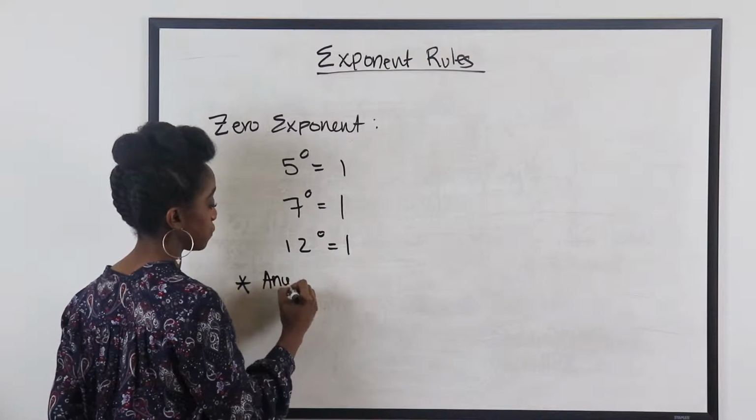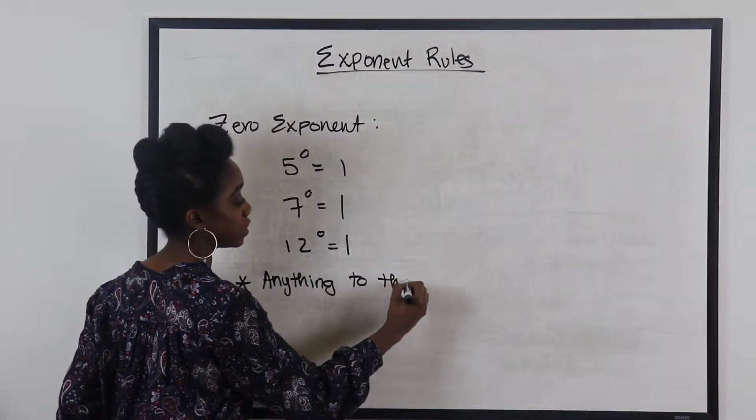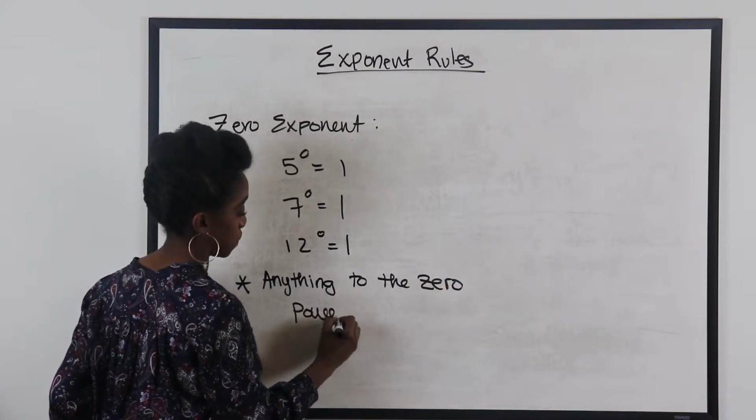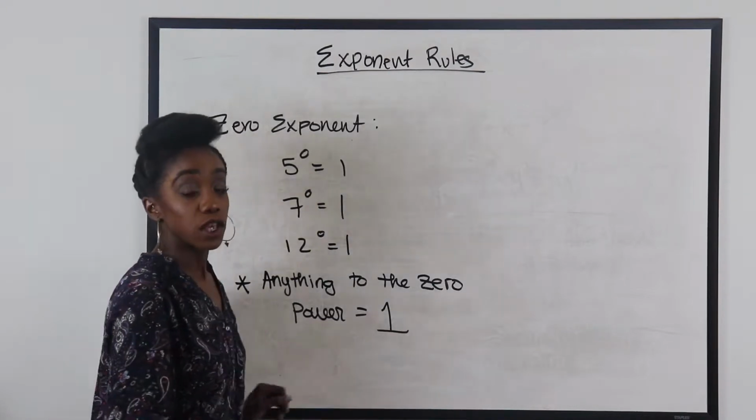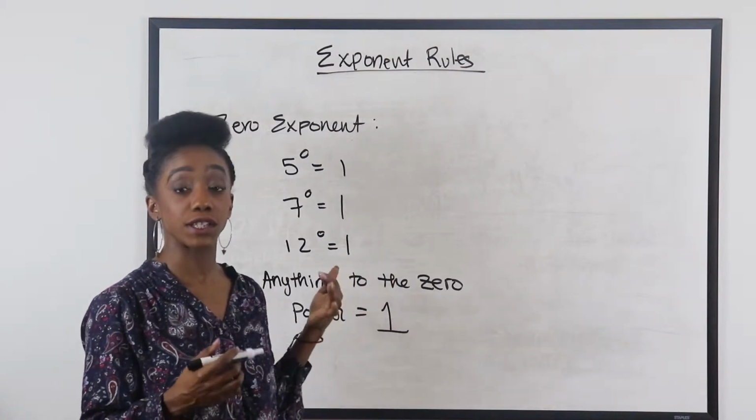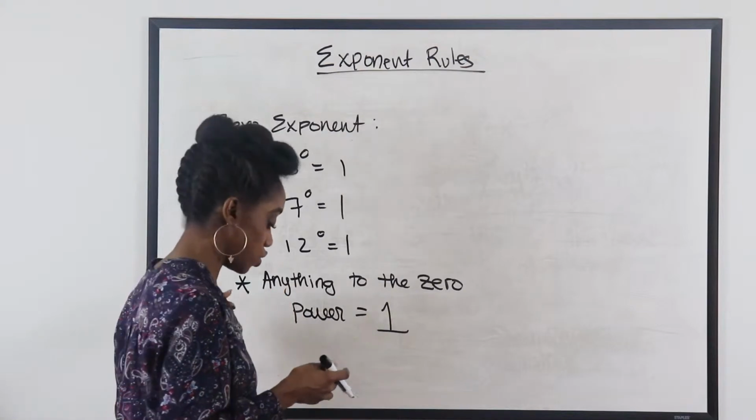Anything to the 0 power equals 1. So I'm now going to explain to you why this is the case, and I'm actually going to be referencing the quotient rule that we just learned.